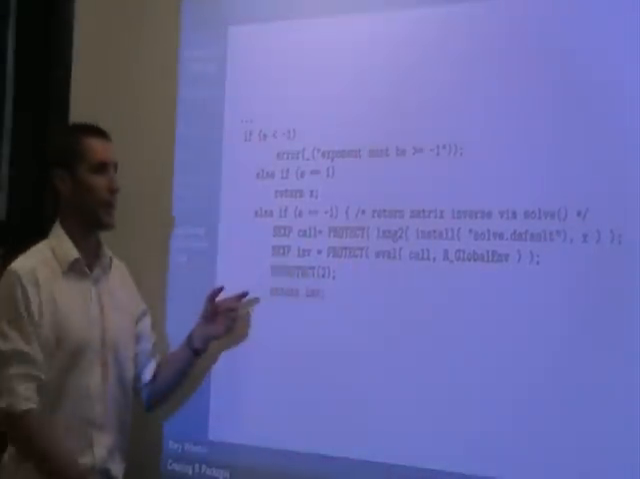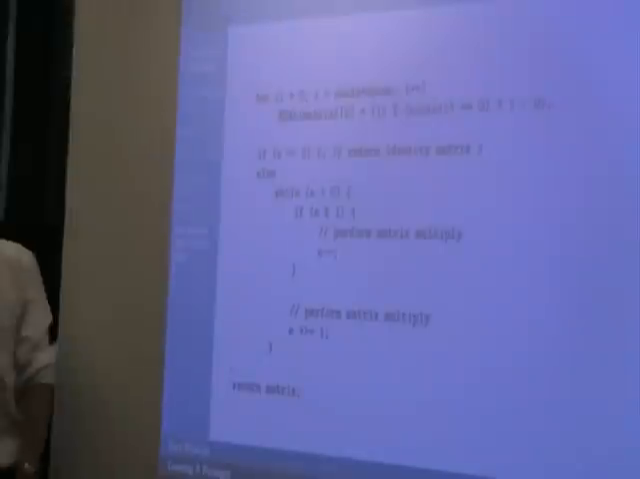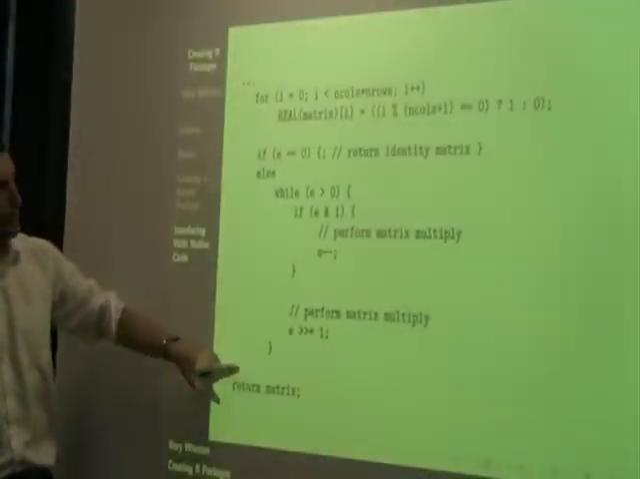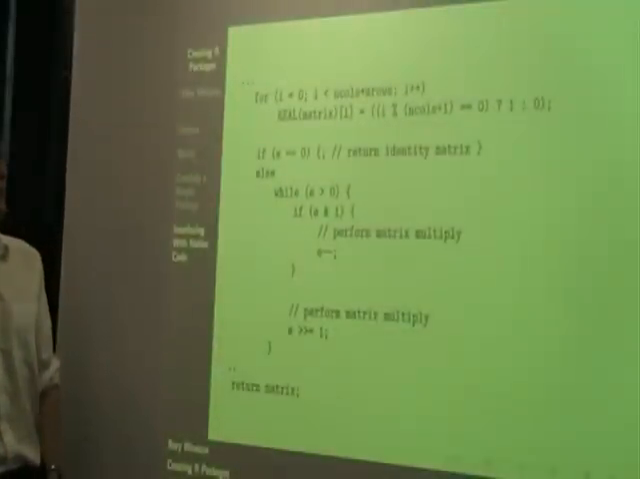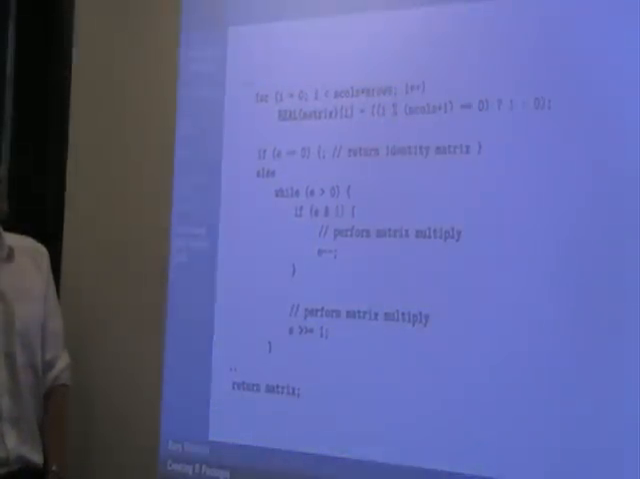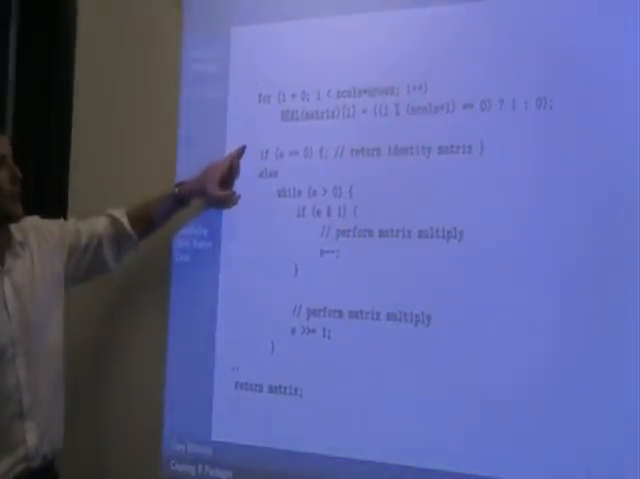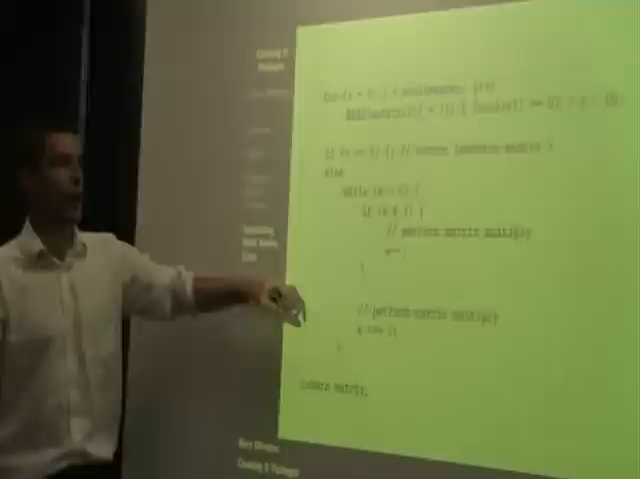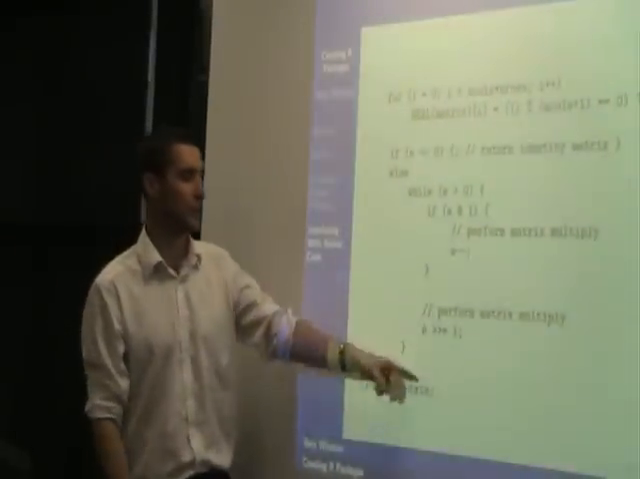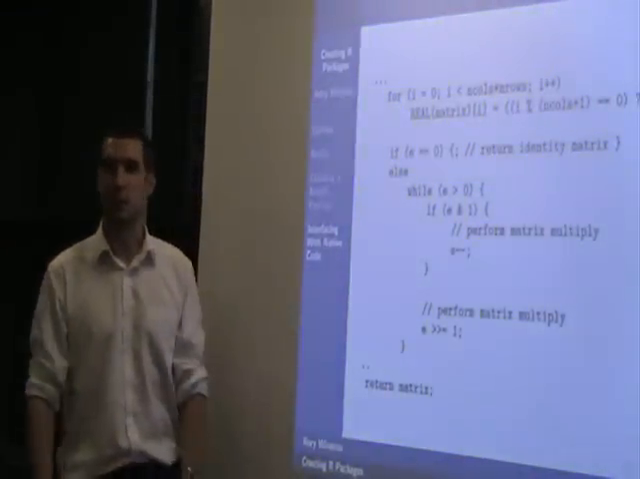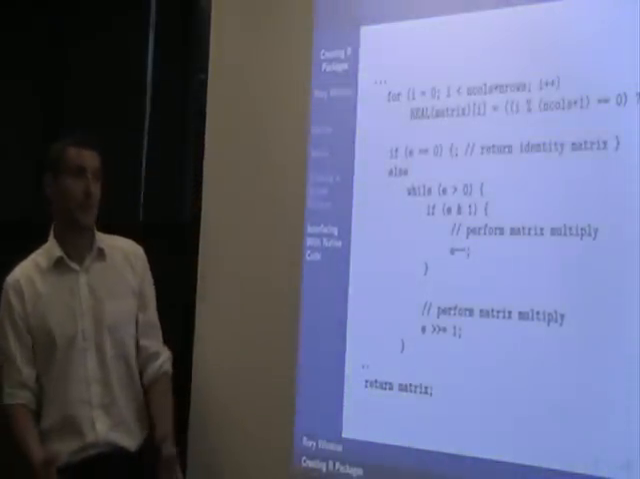I've got some R magic in here that does something, but that's irrelevant to the point at hand. And then the real work is here. Basically what this loop is doing in the C code is creating an identity matrix, and if the power is 0, returning that. Otherwise, it goes around in a loop and keeps multiplying the matrix by itself until I've multiplied it n number of times. And then at the end, I return the matrix. So that's it.